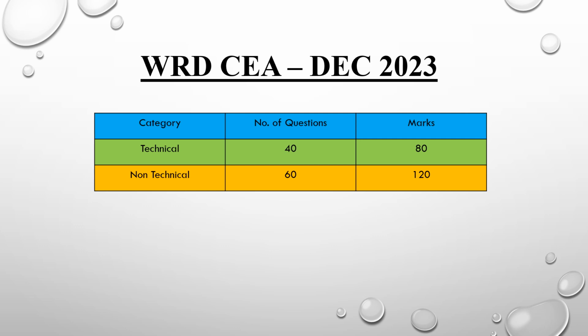This WRD exam consists of two categories. First is the technical section and second is the non-technical section. The technical section consists of civil engineering related questions. These are 40 questions for 80 marks, and the non-technical section consists of 60 questions for 120 marks. The non-technical section consists of four different parts. First is Marathi for 30 marks, second English for 30 marks, third aptitude reasoning for 30 marks, and last is GK GS for the remaining 30 marks.